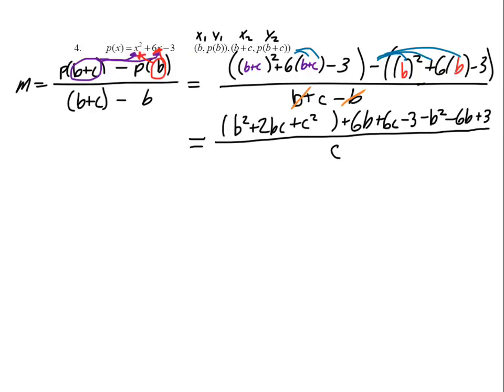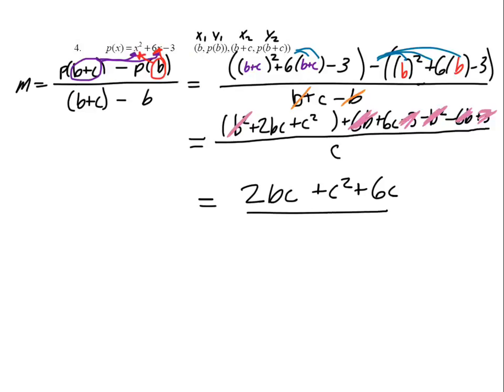Long and lengthy, but so much of it's going to cancel out. So looking left to right, we got b squared and minus b squared. 6b, I see a 6b and a minus 6b. What else do we have left? We got 2bc, c squared, 6c. Oh, we got the 3's, right? Minus 3 and 3, those are gone. So now what do we got? 2bc plus c squared plus the 6c there, all over c.